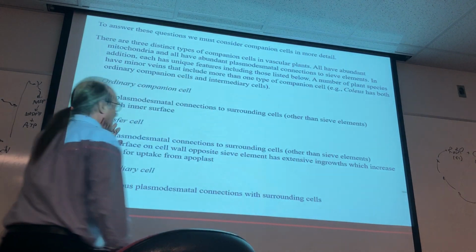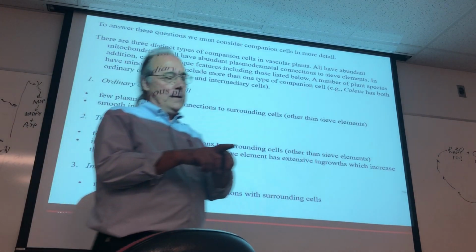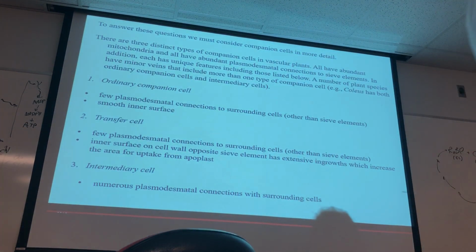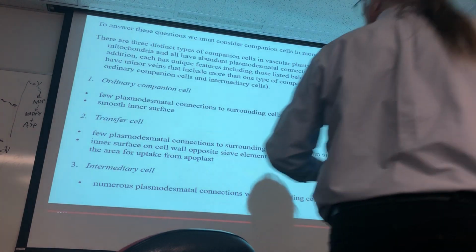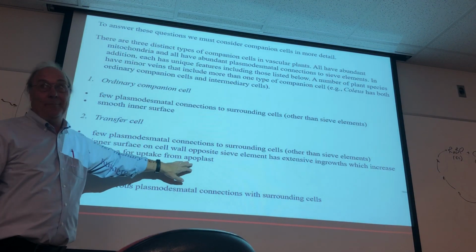The transfer cell also has few plasmodesmatal connections with any other cell, but if you look in the transfer cell on the side away from the sieve element, there are a lot of ingrowths of the cell wall and cell membrane, which really increases the area of that part of the cell. That's called a transfer cell. Increased area for uptake from the apoplast.